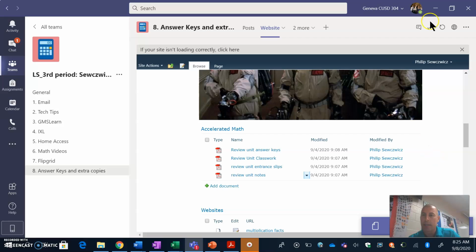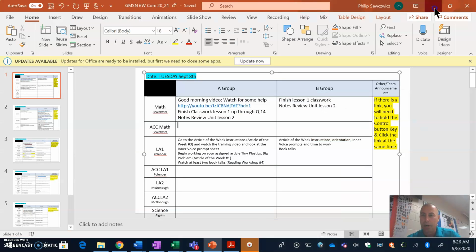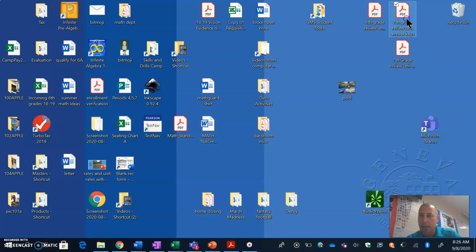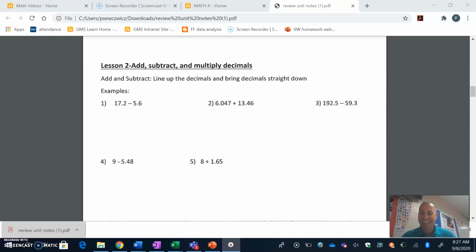And what that's telling me is, I'm getting that purple thing down there, that I've already got it open somewhere. So let's see here. Review unit answer keys, entrance slips. No. All right. Hold on a second. Okay, here we are.